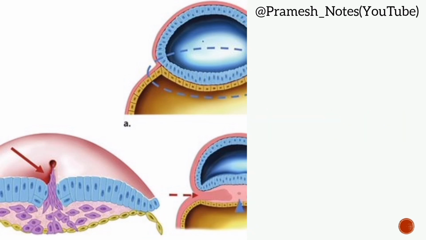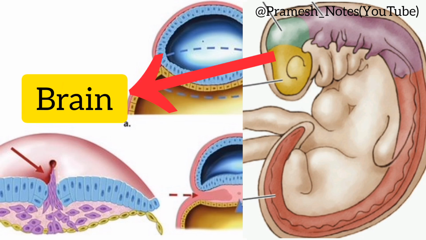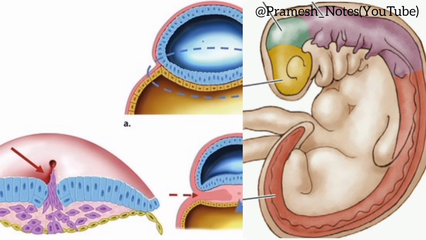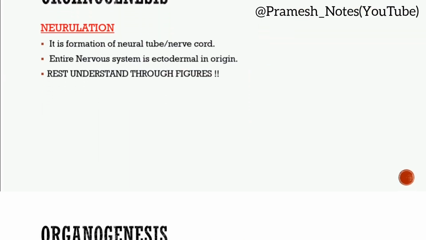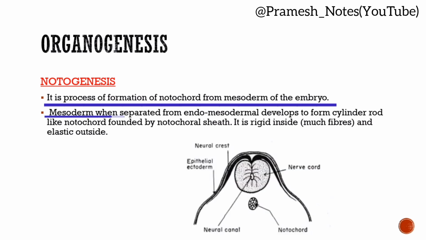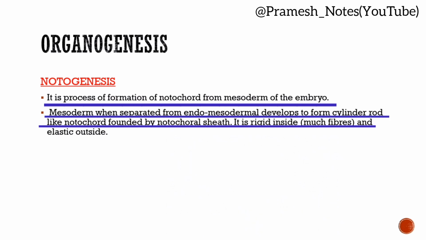These then separate. The anterior part of the neural tube develops into the brain and the posterior part gives rise to the spinal cord. This gives rise to the autonomic nervous system as well as cranial and spinal nerves. In the notogenesis process, the notochord is formed from the mesoderm of the embryo. In this process, the mesoderm, when separated from the endomesoderm, develops to form the cylindrical rod-like notochord, surrounded by the notochordal sheath. It is rigid inside, with fibers and elastic outside.